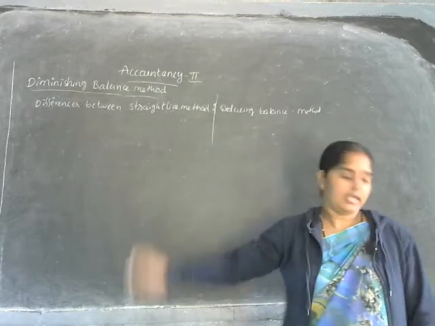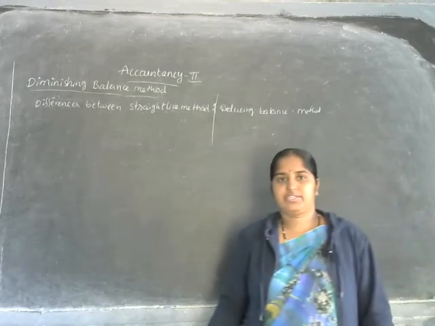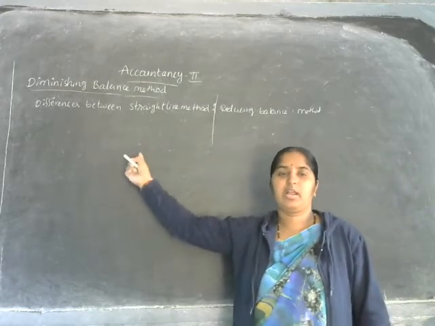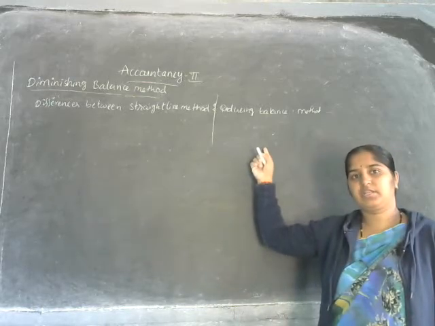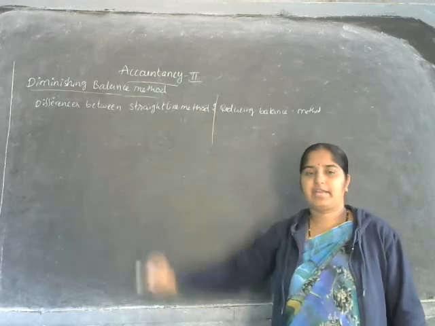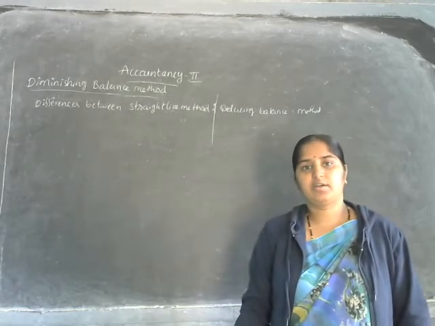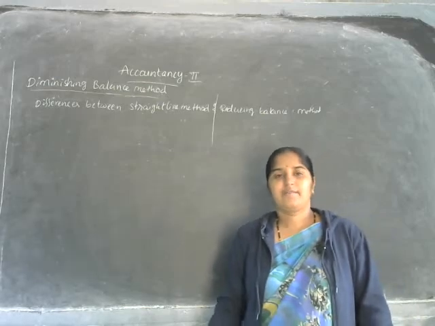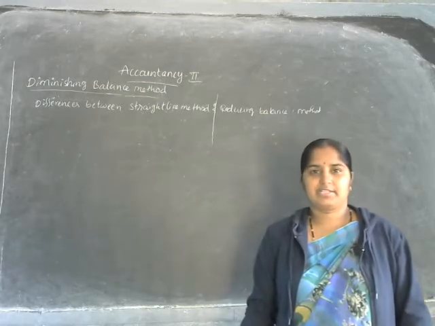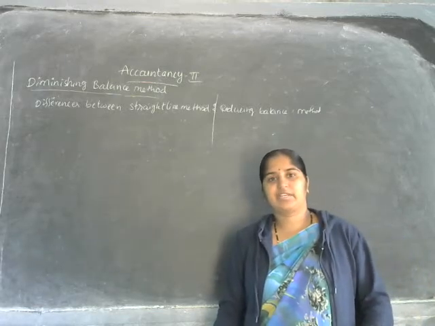That's the first point. The second one is how to calculate depreciation in the straight line method and how we calculate depreciation under the diminishing balance method. In the straight line method, we calculate depreciation on the cost of the asset. Once you calculate the depreciation in a straight line method, there is no need to calculate it again for the subsequent years.